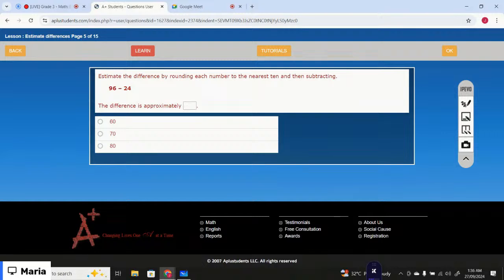Estimate the difference by rounding each number to the nearest 10: 96 minus 24. So which is the correct option? 96 is rounded off to 100 and 24 is rounded off to 20. So you have 100 minus 20. The correct option is 80. Option number 3 is the correct option.